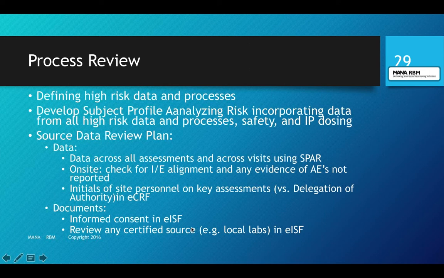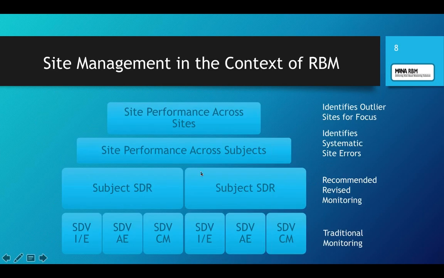In your don't forget documents, so informed consent review and any certified source. So for instance, local labs, or if your PIs were getting their printed lab form and entering it there, then you're going to want to look at those in your EISF as well. So as we talked about, what happens now is we're looking at individual fields. We're going to go to a more comprehensive view, and so let's get to that comprehensive view.